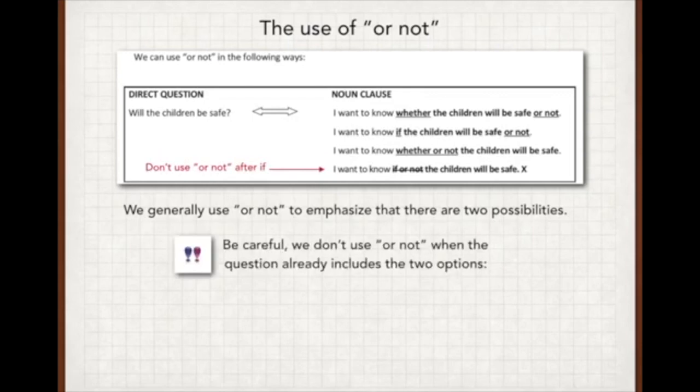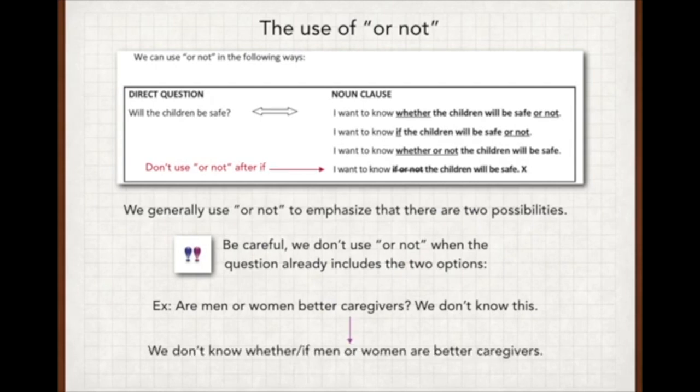Now, be careful, this is very special. It's a very interesting case. We don't use or not when the question already includes the two options. I'll give you an example. Are men or women better caregivers? We don't know this. Now, in this question, of course, this is a yes or no question, but we already have the two options, men and women.